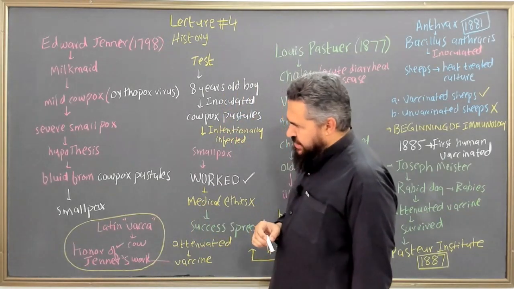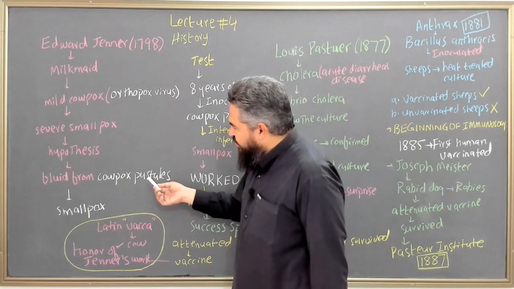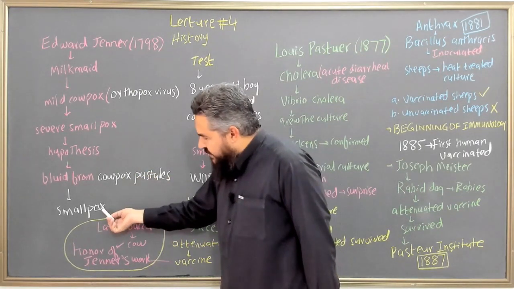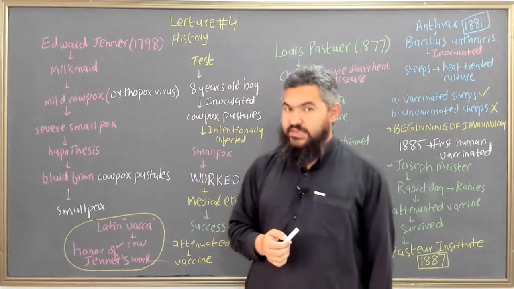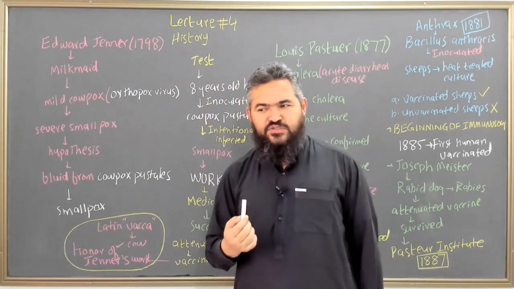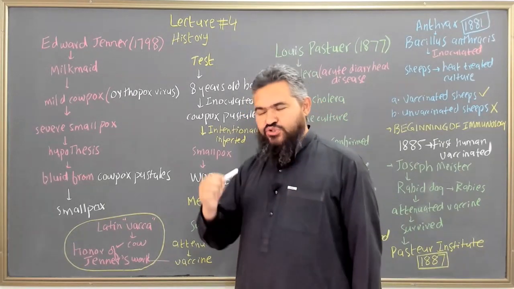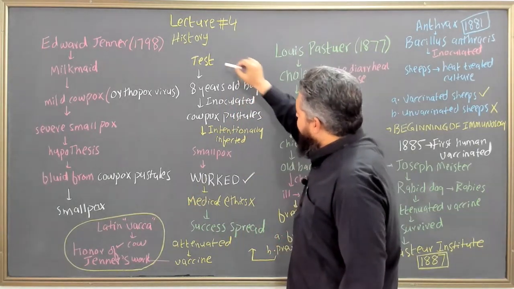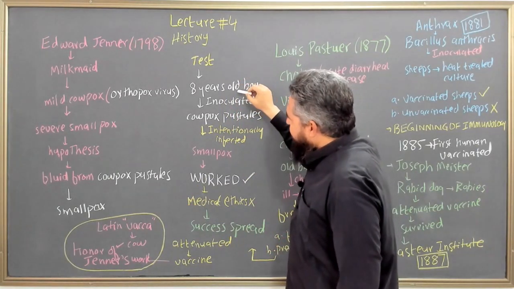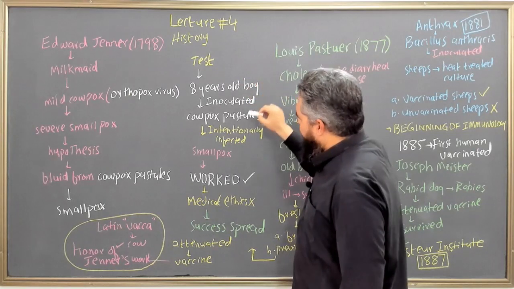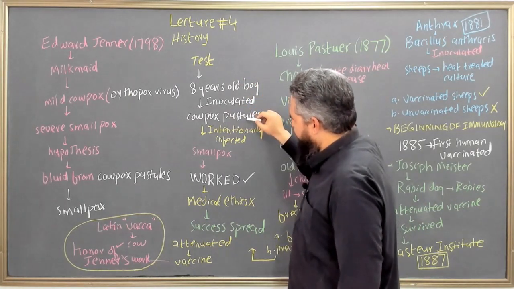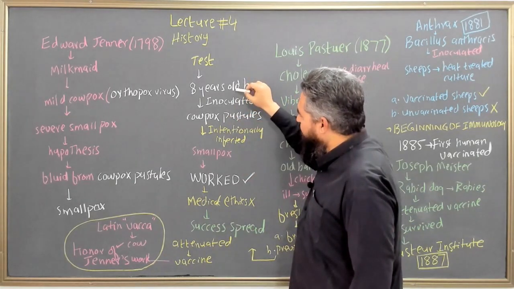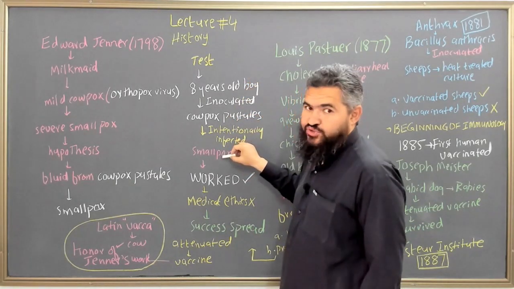So his hypothesis was that if we can use the fluid from the cowpox pustules, that is going to give immunity to an individual against smallpox. Now, this was a great question. This was a great idea. So how did he test this idea? What he did was that he inoculated an 8-year-old boy with the cowpox pustules, and then he intentionally infected that 8-year-old boy with the smallpox virus.